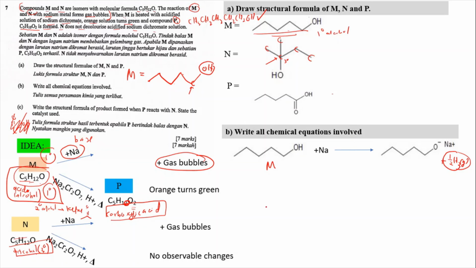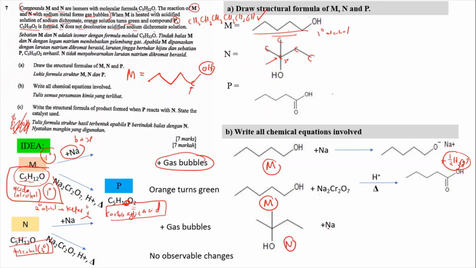So that is why a gas bubble is going to be formed, because hydrogen gas is going to be released. And then M can also react, please label it with M, again with the sodium dichromate, and then at acidified condition at high temperature. So what's going to happen here is the formation of the carboxylic acid. At the same time, the N here, which is the tertiary alcohol, can also react with the sodium metal, and then it's going to produce a salt, which is O minus and Na plus.